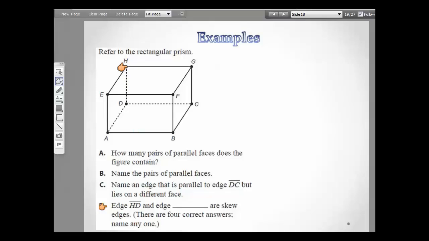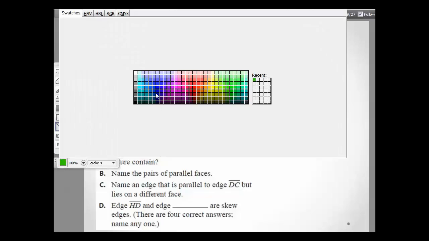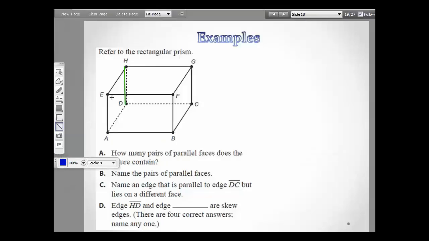So let me look. Here's HD. This is where I like to draw my lines. Here's what we're looking at. It's not very on top of it, but you get an idea what I'm doing. I want to name lines that are skew to that. So I'm going to change my color and look right here. It looks like EF would be skew, because remember, they're not in the same plane, they never intersect, and they're not parallel. Okay, so BC would be a good choice.